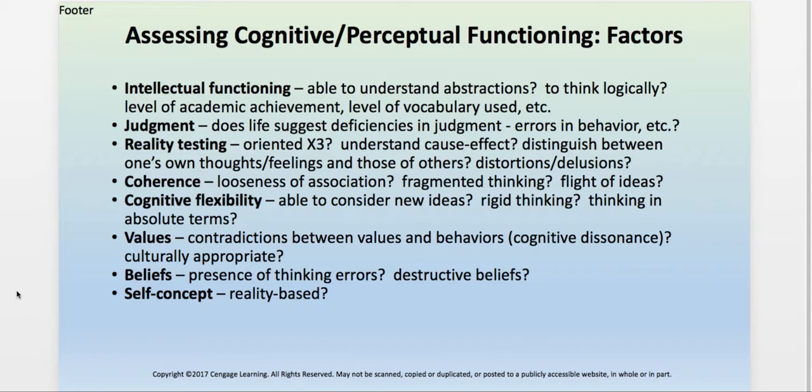What is his or her level of academic achievement? What level of vocabulary are they able to respond to? What is their judgment? What in their life suggests how well their judgment functions? Do they make bad decisions when it comes to behavior? I can think of one boy who moved out on his parents and the very next day quit his job because he wanted a better job, but didn't have another job to support himself. Now, that's poor judgment for sure. And oftentimes you see errors or deficiencies in judgment connected to things such as finances and relationships and so on.